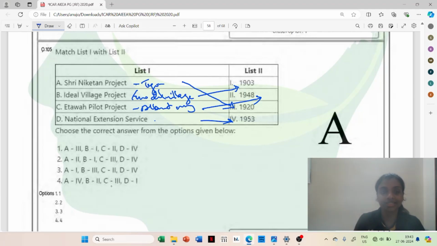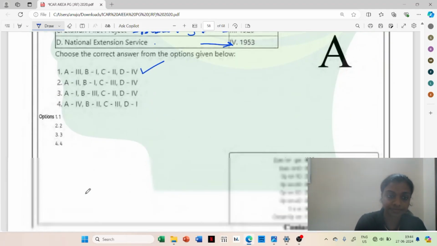Whenever you get a chance to remember the years, try to remember them, because many years are there in extension, and in economics also. They are compulsory questions, and they will ask them every year. So just be careful. Here the answer is the first option, A3, B1, C2 and D4.